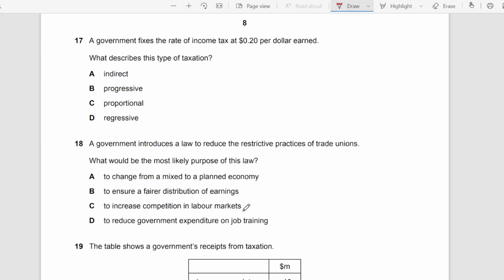Okay, a government fixes the rate of income tax at 0.2 per dollar earned. What describes this type of taxation? 0.2 per dollar earned means that no matter how much you earn, you're paying 20%. 0.2 per dollar means 20%, and it's the same no matter how much your income is. So that is proportional. Your tax percentage is 20% of all income, because 0.2 divided by $1 is equal to 20%.